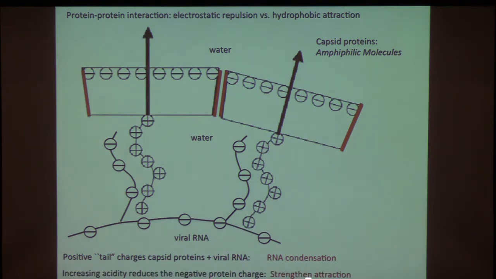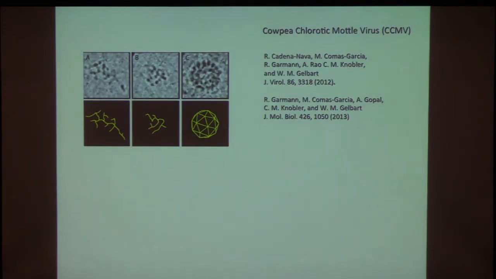Now, the experimentalist can change this balance with acidity. The reason is that these negative charges depend on the degree of acidity. It turns out that if you increase the acidity, then you reduce the negative charge and you favor the hydrophobic attraction. So an experimentalist has a knob. He can turn on the assembly and he can turn off the assembly. So the self-assembly is a completely controlled process, and here you see an example, the cowpea chlorotic mottle virus. So on the left is just RNA. This is the RNA molecule.